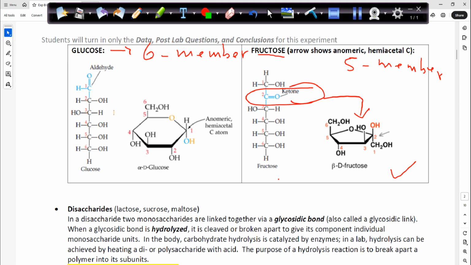OSE means carbohydrate. From aldehyde, aldose. So take this, this will be aldose. Ketose and aldose: from aldehyde, aldose; from ketones, ketose. So 5-member ring, and you can see that's the whole thing.